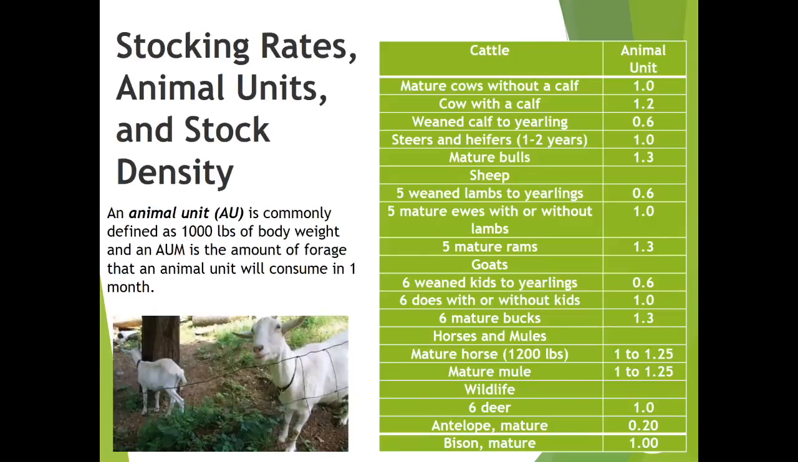Let's see, what else do we have here? Horse. A mature horse is going to be a little over an animal unit, 1.125. Looking at goats, 6 does with or without kids is going to be about 1 animal unit. So this gives you an idea of how many animals it takes to reach that animal unit. You have to evaluate your own animals specifically, but this gives you an idea of some of those weights.